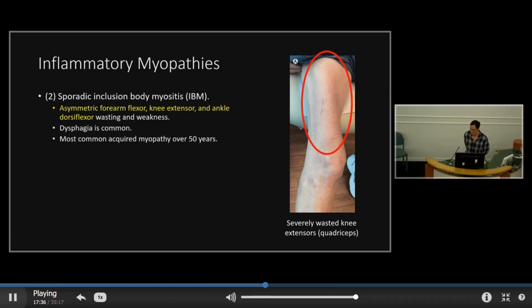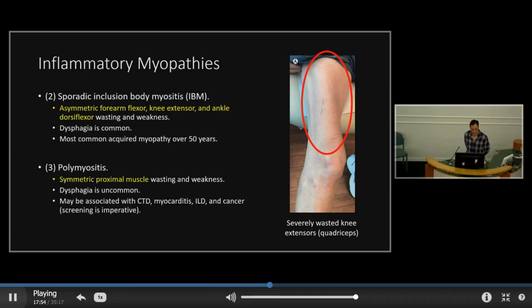They also often get swallowing difficulties, so dysphagia is very common. And a lot of people don't know this: it is the most common acquired myopathy in people over the age of 50. So it's uncommon, but not that uncommon. You do see these patients once in a while. Excellent exam patients.